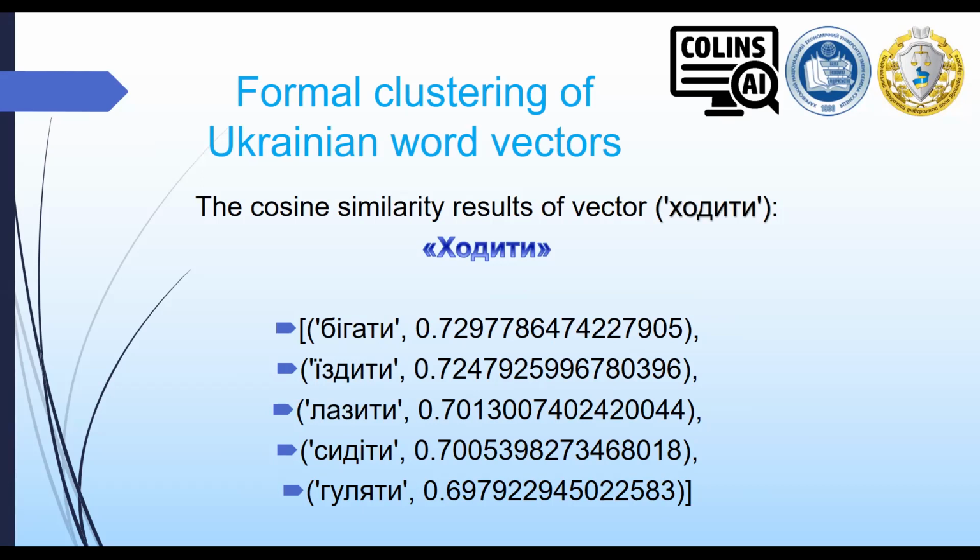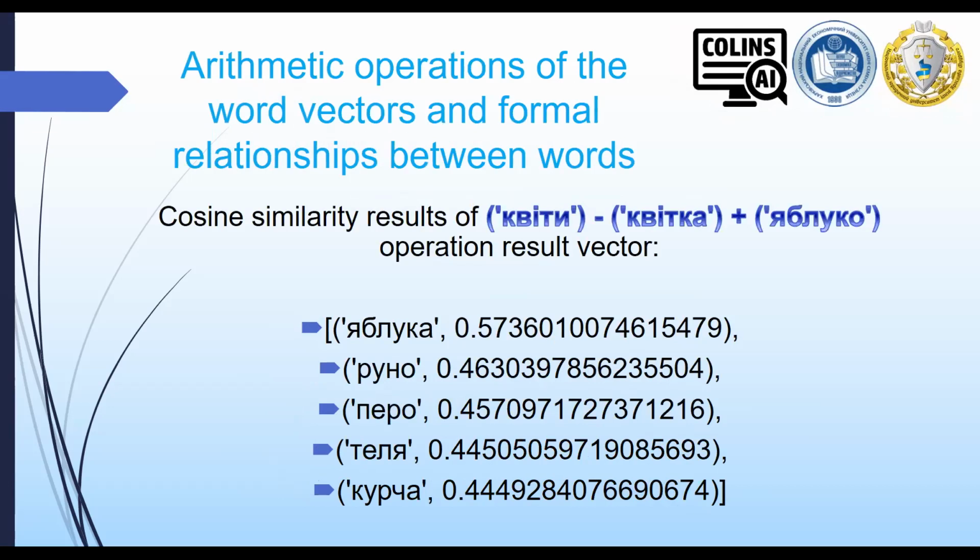The next slide, please. Arithmetic operations of the word vectors and formal relations between the words. The first 5 word vectors with the closest cosine similarity to the result vector of Kviti minus Kvitka plus Yabloko operation are shown below. According to these results, the first vector, Yabloko, clustered by cosine similarity, belongs to the formal feature, plural form of nouns. The clustering of word vectors Runo, Pero, Teля, Porcha is related to the formal feature neutral gender. The next slide, please.